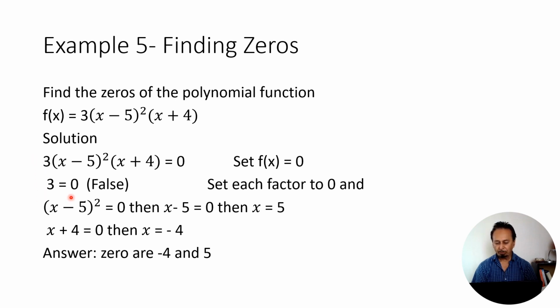So 3 equals 0, but that is false, so we ignore that one. Now we set (x minus 5) squared to 0, and if we take the square root, you just get x minus 5 equals 0.